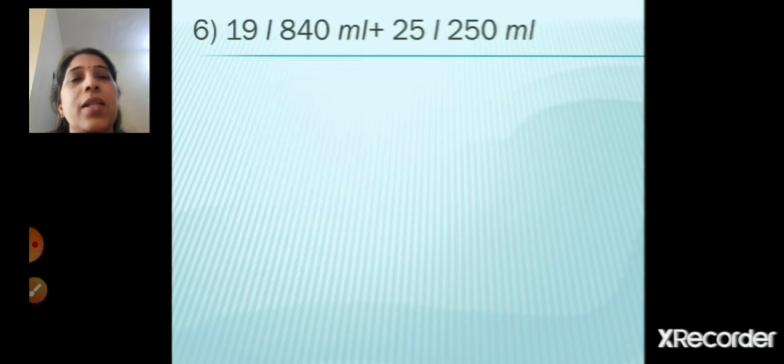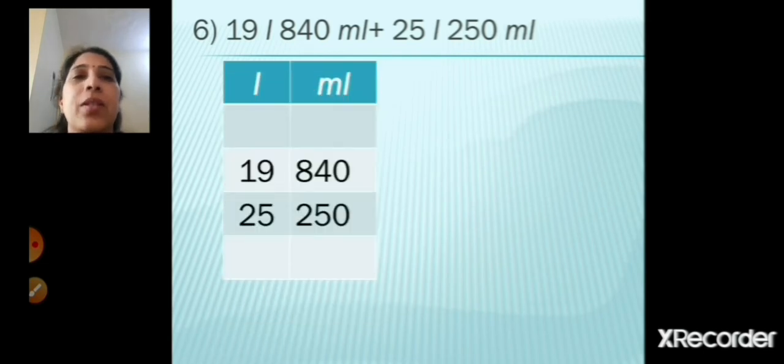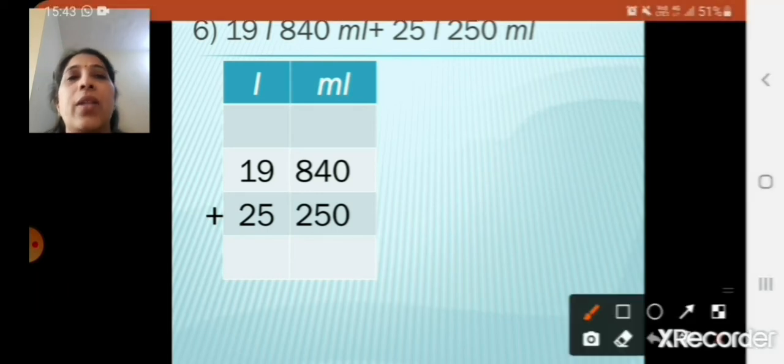Next, sixth one is 19 liter 840 ml plus 25 liter 250 ml. Again you will prepare the same columns, liter and milliliter, right? So 19 liter, you will write 19 in the liters column. 840 ml, so 840 you will write in the milliliters column. Next is 25 liter, so 25 you will write in the liters column, and 250 ml, so 250 you will write in the milliliter column. Now we'll carry out the addition.